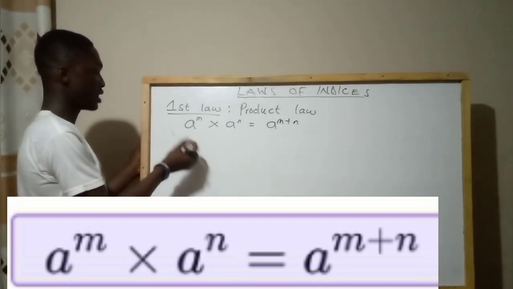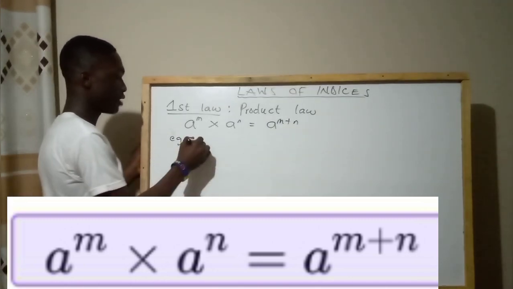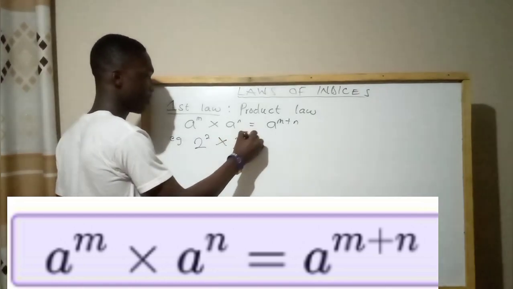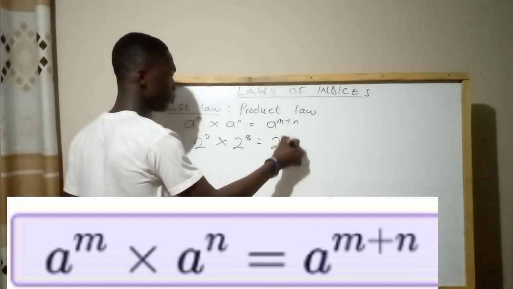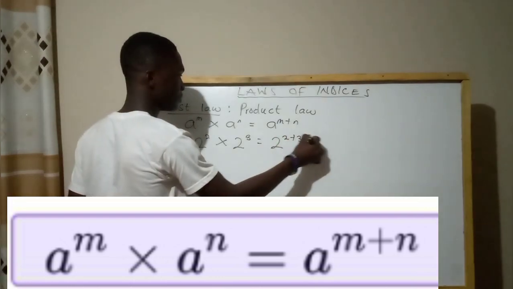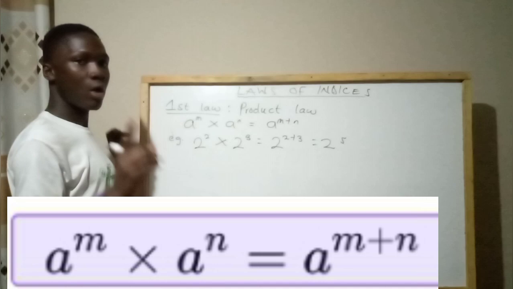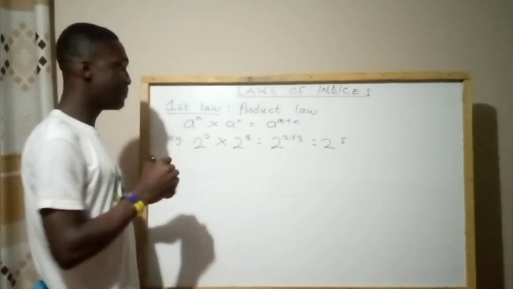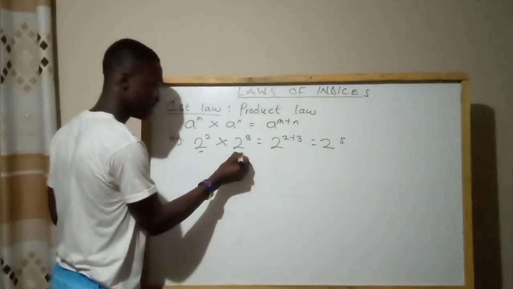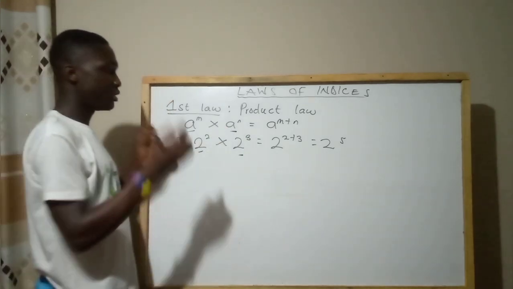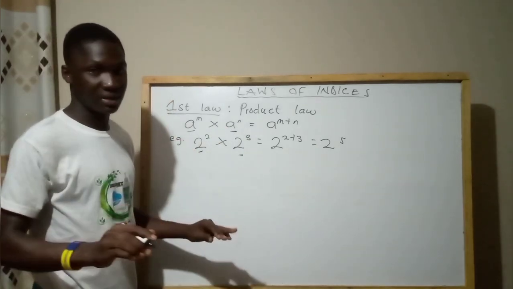So here, let's look at some examples. We have 2 power 2 times 2 power 3. Here we get 2, then 2 plus 3, then you get 2 power 5. So here, what you have to note is that the bases must be the same. You have to have the same bases. So this doesn't work for different bases.